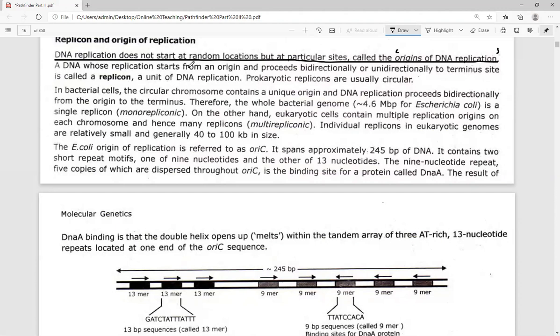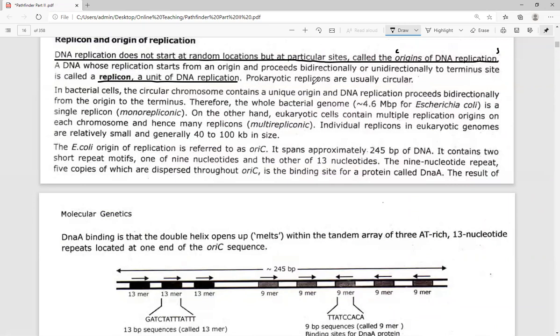The DNA whose replication starts from an origin and proceeds bidirectionally or unidirectionally to the termination site is referred to as a replicon. What is a replicon? A replicon is a unit of DNA replication. A part of double-stranded DNA in which the process of DNA replication begins from an origin and proceeds bidirectionally or unidirectionally to the termination site is referred to as a replicon. The segment of DNA that is involved in the process of DNA replication is referred to as a replicon.